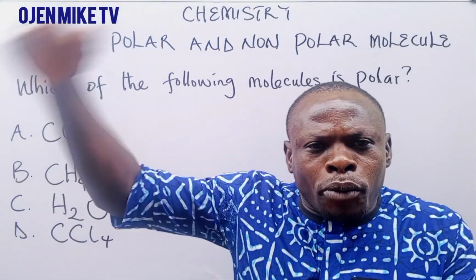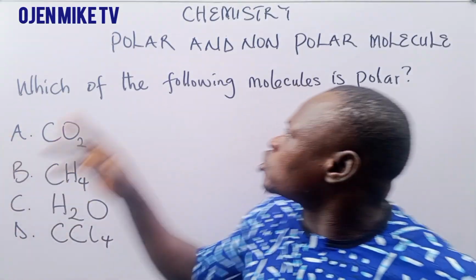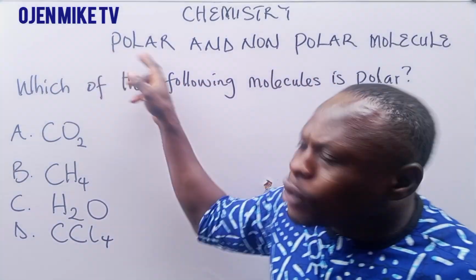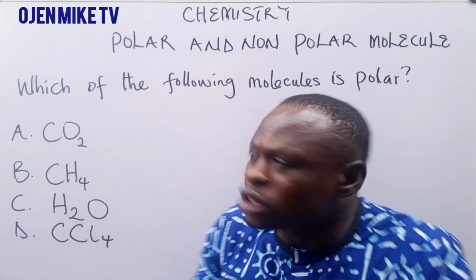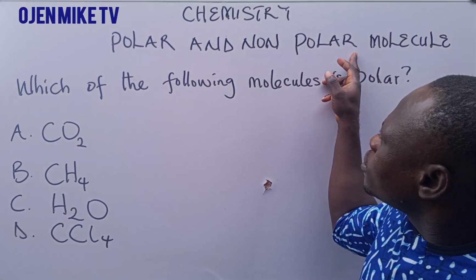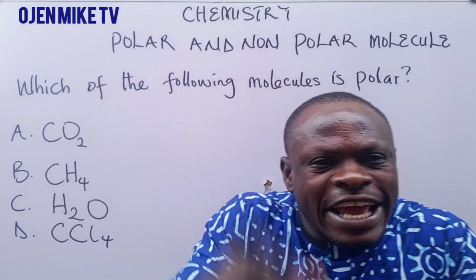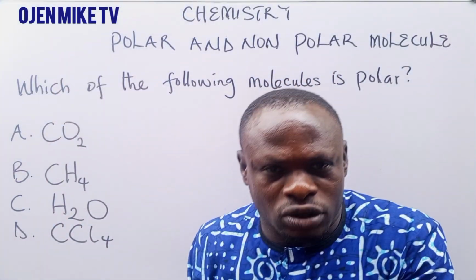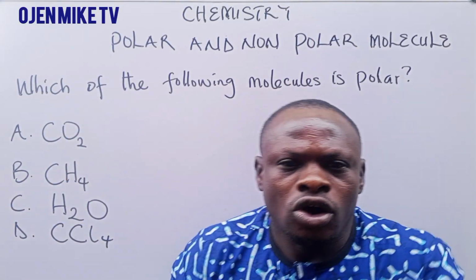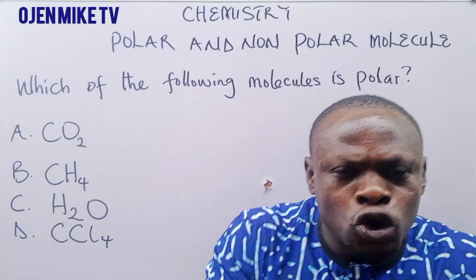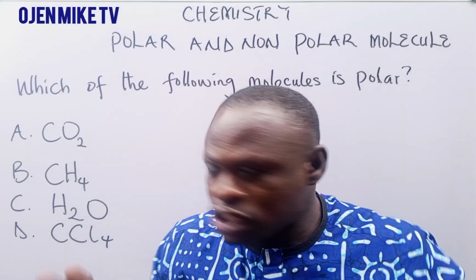Now, the opposite of this one is non-polar. While polar has unequal distribution, non-polar has equal distribution. Polar, unequal distribution. Non-polar, equal distribution. That is what it means.